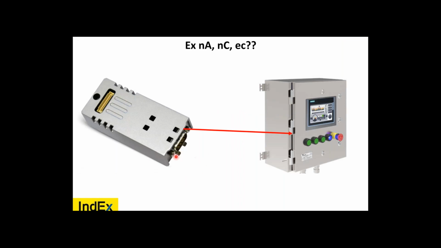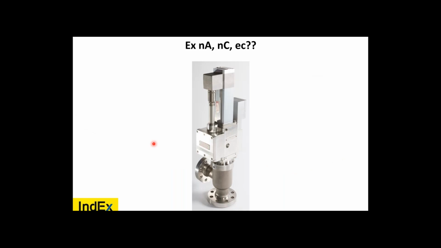Now, here's an internal serial port. This was Ex nA and nC, or maybe it was only nA. So what does it become? Well, it definitely has to go inside of a junction box. So what's happening? When was it manufactured? When was it certified? Is it ATEX? Is it IECEx? There's still a lot of confusion. Manufacturers, designers, installers, everybody is still making mistakes on Ex n all the time.